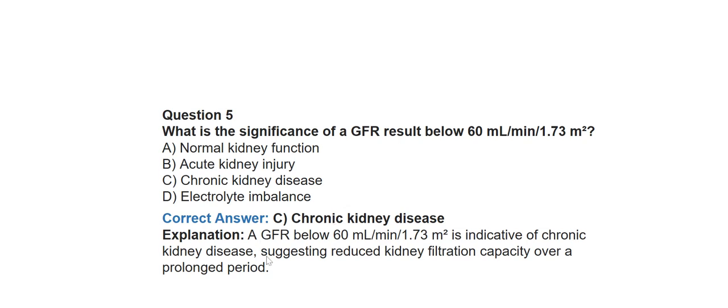Long term, chronic. So a GFR below 60 ml per minute per 1.73 meters squared, m to the power 2, is indicative of chronic kidney disease, chronic renal disease, suggesting reduced kidney filtration capacity over a prolonged long-term period. And here we come to the end of this lecture.